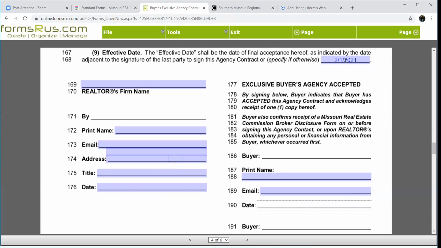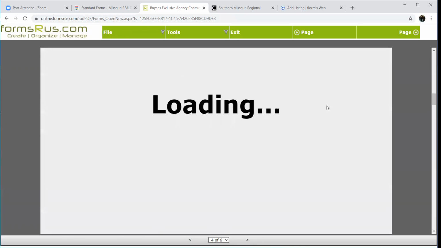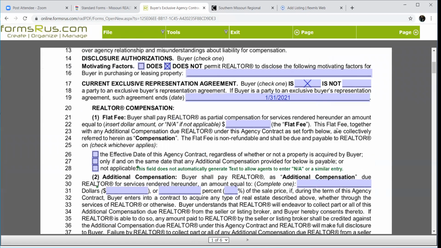So you only want to use this if they're under an employment by somebody else, and most often you're not going to encounter that, and you're just going to check "is not" and move on down here. Yes?